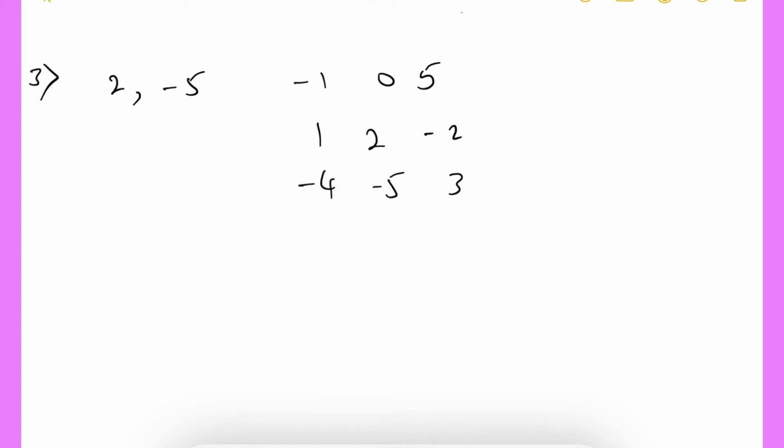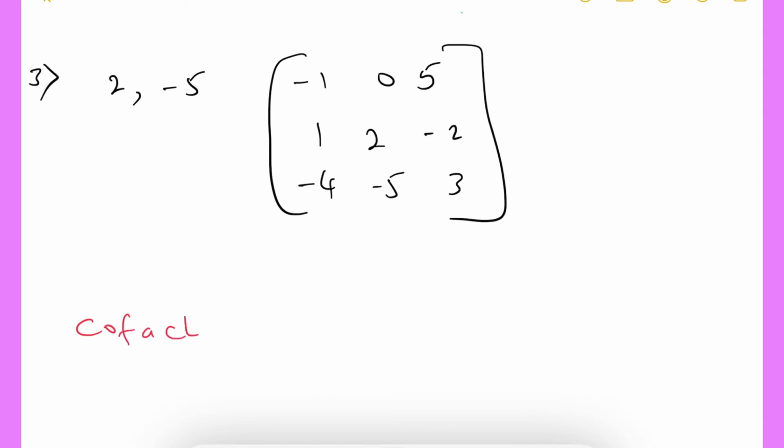Next, example 3. In example 3 he is asking to find the cofactor of the elements 2 and minus 5. The given matrix is minus 1, 0, 5; 1, 2, minus 2; minus 4, minus 5, 3. Okay, now we need to find out the cofactor. So first let me go with the cofactor of 2. First let us check where 2 is there. This is 2, that is second row, second column.